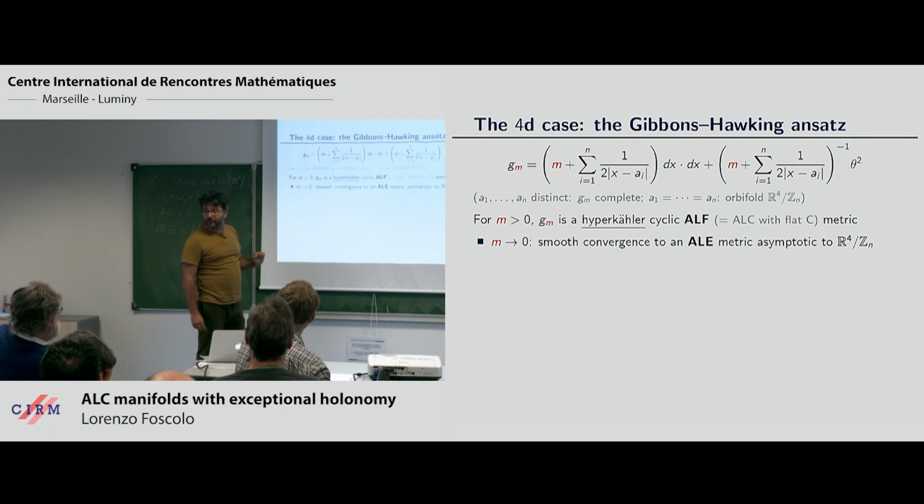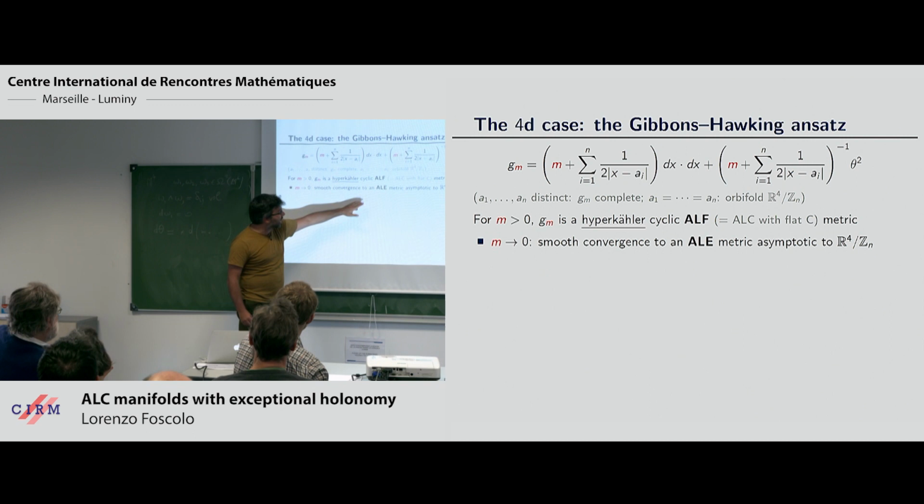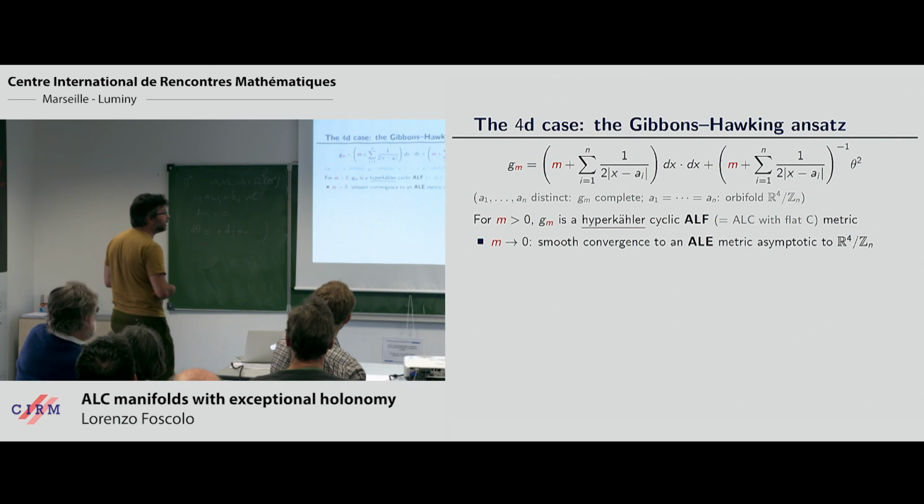But now the asymptotic geometry is completely different. This is going to be, in the limit m equals 0, an ALE metric, asymptotic at infinity to R4 mod Zn.